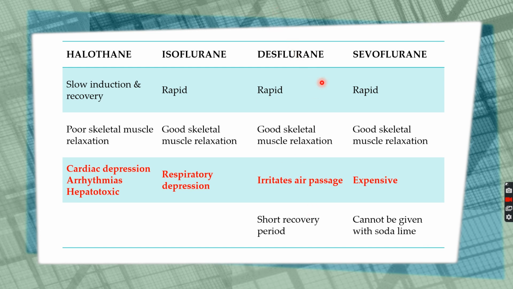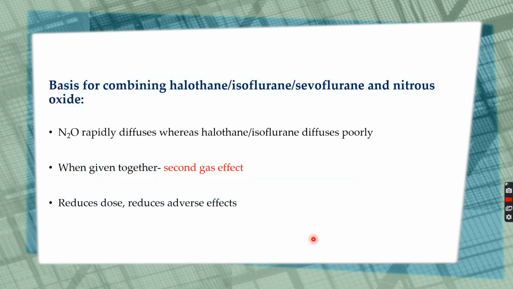And desflurane, the advantage is it has a very short recovery period. So amongst these, if we see, desflurane provides the best alternative amongst the volatile anesthetic agents, followed by sevoflurane, isoflurane, and halothane in that order. Now in the hospital, normally halothane, isoflurane or sevoflurane are combined along with nitrous oxide.